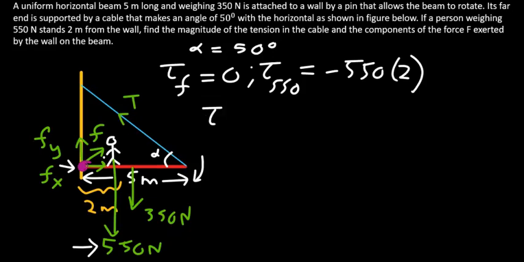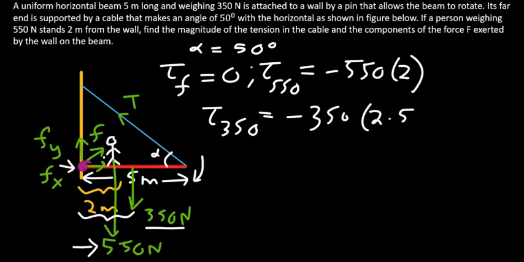Next, let's move on to the 350 Newton force. Likewise, this 350 Newton force would tend to rotate the beam clockwise as well. So we can attach a minus sign for the torque. The torque itself is 350 newtons times the moment arm. The moment arm is the distance from the axis of rotation to where the force acts. So that is 2.5, half of that 5 meter, so 2.5.